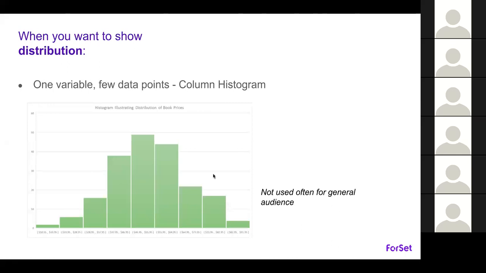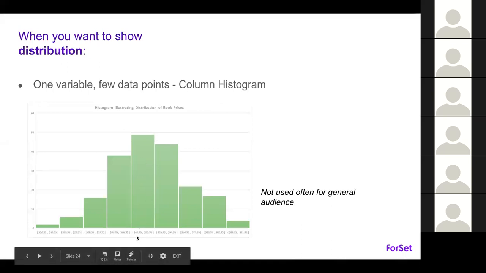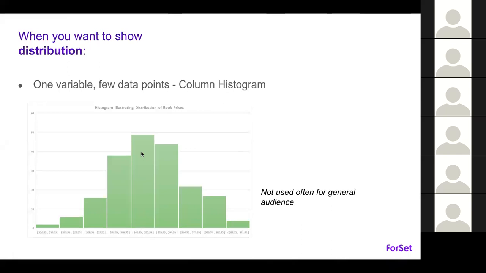In this chart, this histogram illustrates the distribution of book prices, and we see that, for example, this $46 to $55 price is the most used price for books.